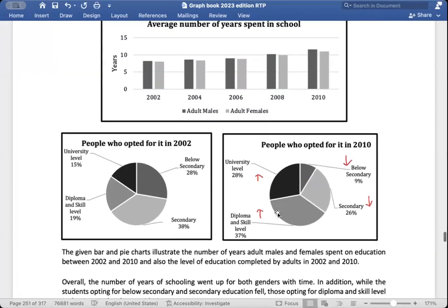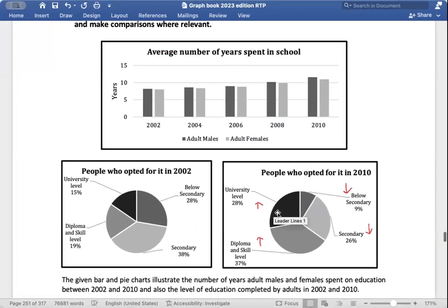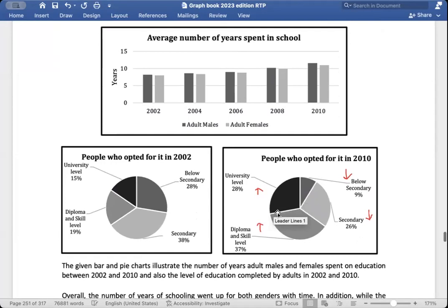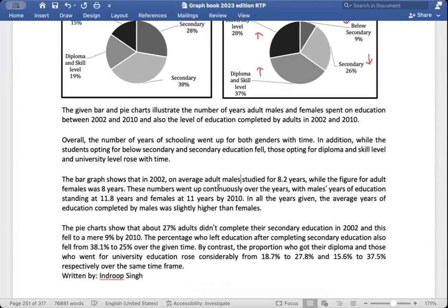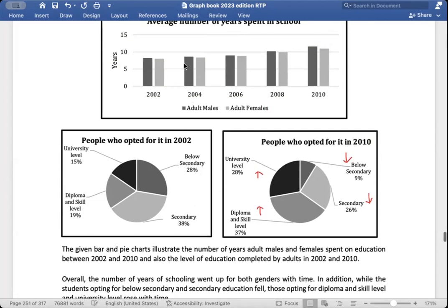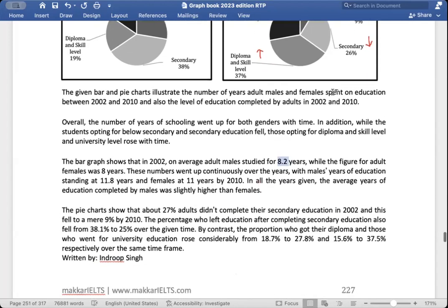Ma'am, yes. Is there any issue that here we didn't add any number or any figure? We have given the figures, 8.2, years, at the end. Slightly higher than females. I mean, it is slightly higher. 8.2, 8. Here it is 11.8, 11. So it is slightly higher. You don't have to give figures. Slightly means very slight difference. Okay? Don't have to give figures. Throughout, it was slightly higher.